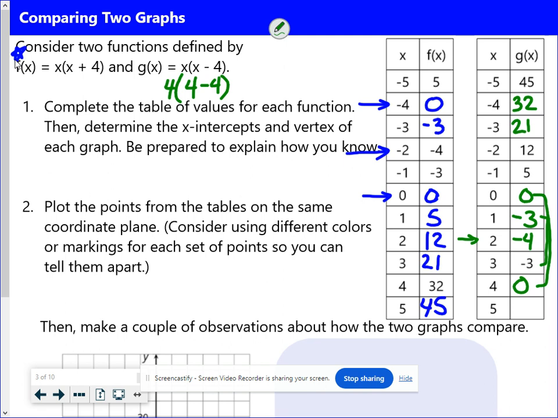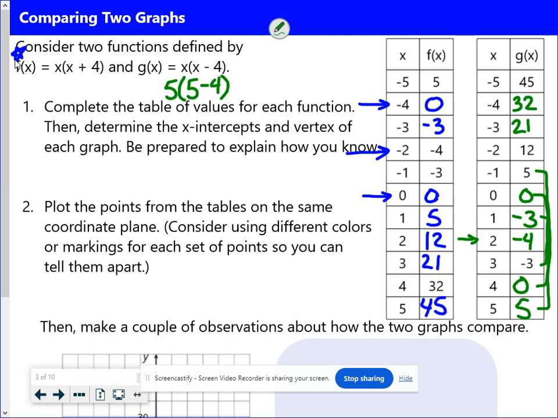And then when I put in 5, I'll have 5 times 5 minus 4. 5 minus 4 is 1, times 5 is 5. And again, that matches up. Okay? And we have to find our x-intercepts.